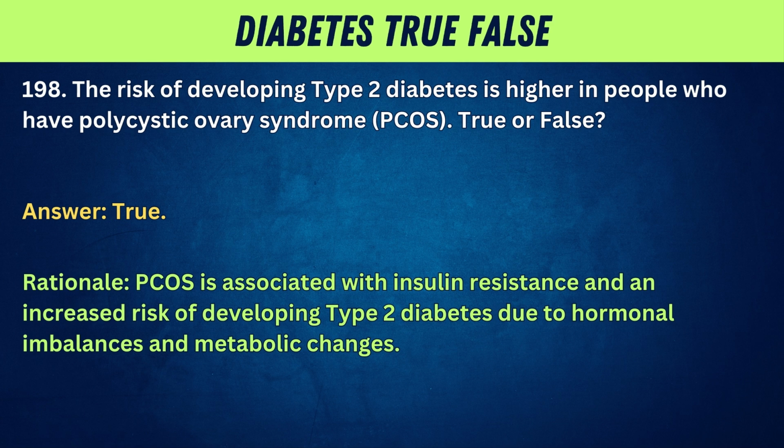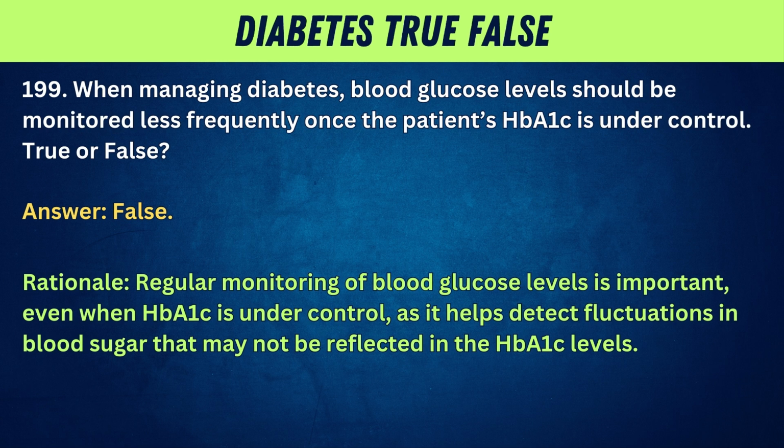198. The risk of developing type 2 diabetes is higher in people who have polycystic ovary syndrome, PCOS. True or false? Answer: true. Rationale: PCOS is associated with insulin resistance and an increased risk of developing type 2 diabetes due to hormonal imbalances and metabolic changes.